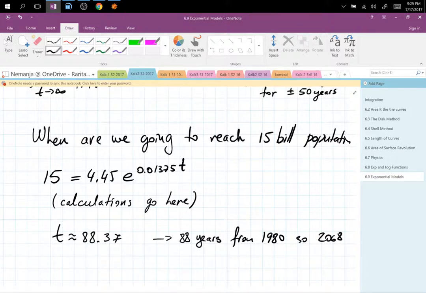15 billion will be reached in 50 years from today. 50 years from today. Yes? How do you get 8? I got 8.837. What do I have to multiply it by to get that? You probably typed something wrong, or maybe you forgot a 0 or something, because it looks like you're a factor of 10 off. You probably typed 0.1. So 2068.